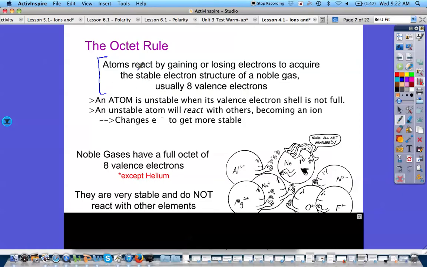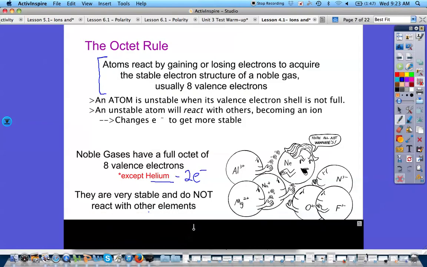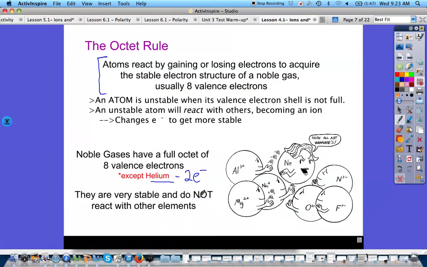Noble gases usually have a full octet of 8 valence electrons, with the exception of helium that only has 2 valence electrons. All of our noble gases are very stable. They do not react with other elements. We've said that they are unreactive gases. So here we have neon in the center, and aluminum, magnesium, and sodium, they're all giving up their electrons. Oxygen, nitrogen, and fluorine, they're all taking their electrons, and neon's like, oh, you're all just a bunch of wannabes, because they want to be like her. They want to have that full octet of 8 valence electrons.